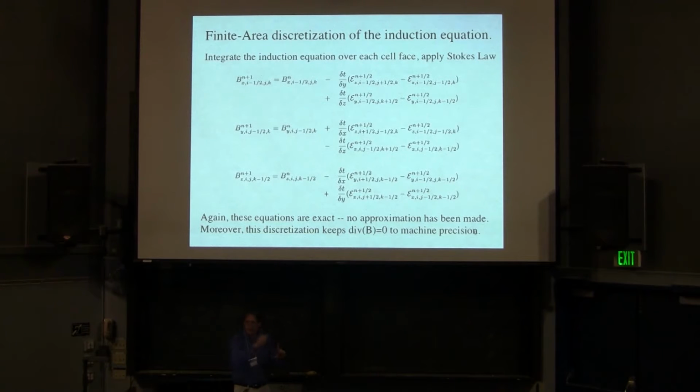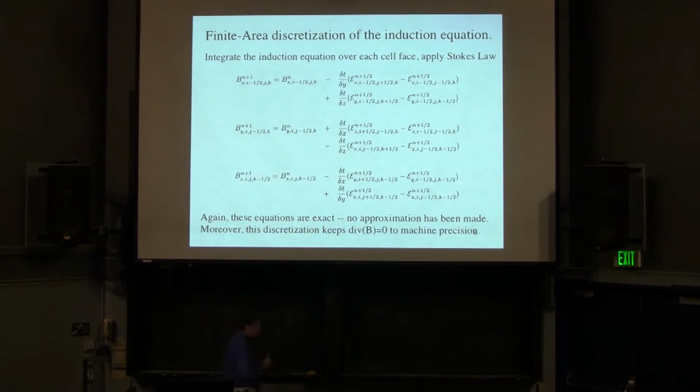So in 2 dimensions, that's 4 faces. And in 3 dimensions, we have 3 equations, each of which involves a line integral around the edge. So that leads to this discrete representation of the magnetic field at face centers, because we're going to use line integrals to represent the fluxes or the change in time of those quantities. And again, this is exact apart from the temporal differencing, and no approximation has been made.